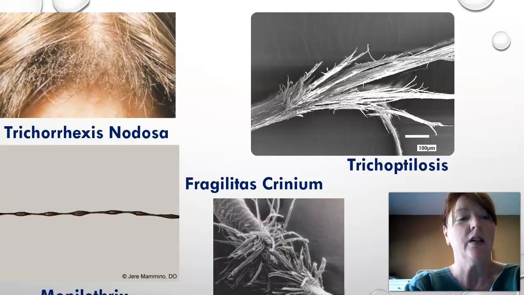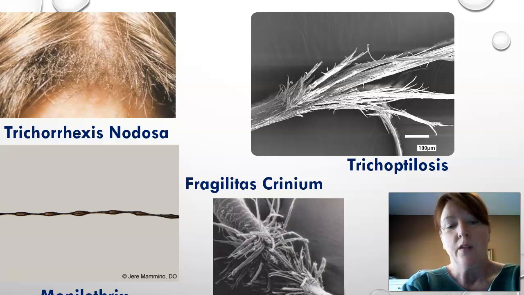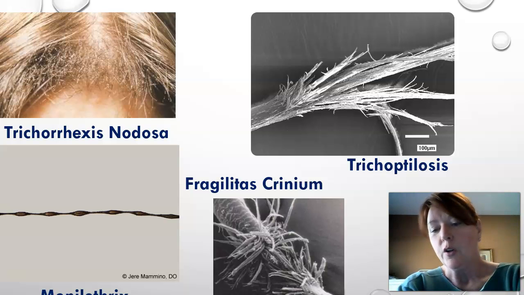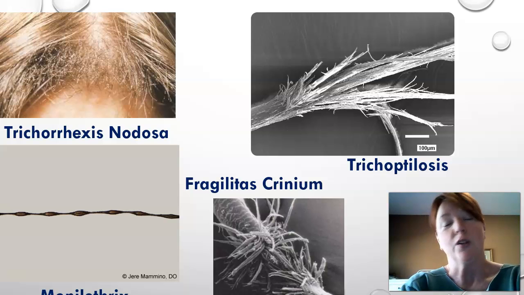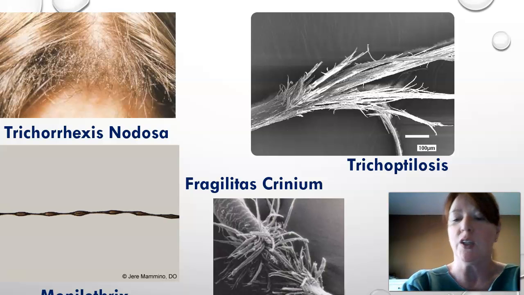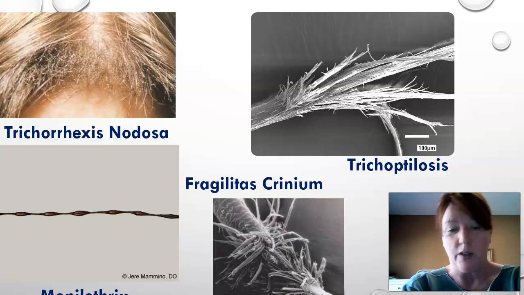Trichorrhexis nodosa. At the top, monilethrix, which is the little nodes. The trichoptilosis. I'm sorry, these words are still so hard for me after all these years. Trichoptilosis is the split ends, and the other one is fragilitas crinium.